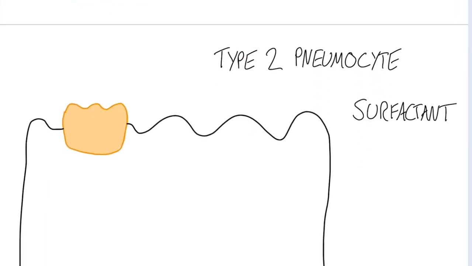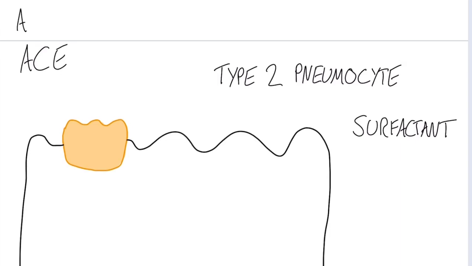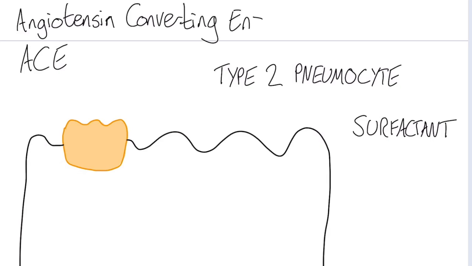Let me bring this back up into size and shape so we can draw on it properly. There we go. So these produce surfactants, so they're really important. But on the outside of our pneumocyte, we've got this thing here. Okay, and this orange blob I've drawn here is called ACE. And if you want to know what the actual word of that is, I want to write it just up here. It's called angiotensin converting enzyme.